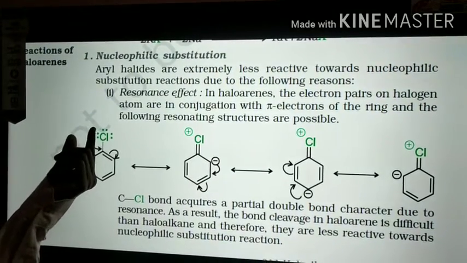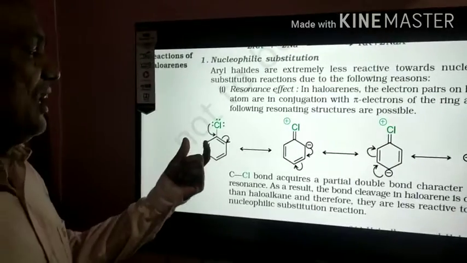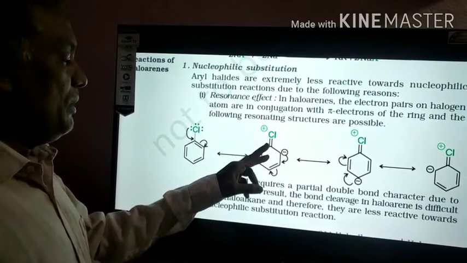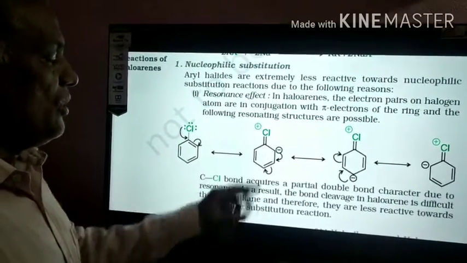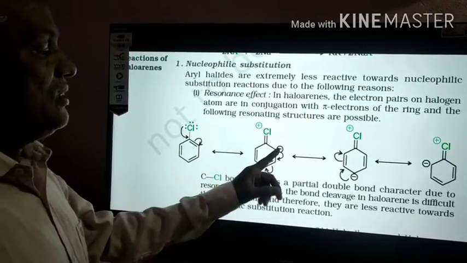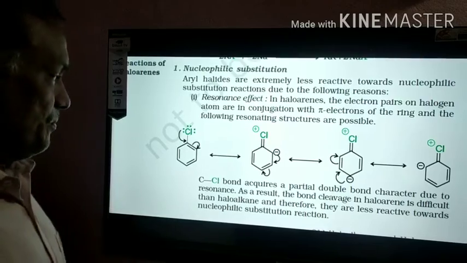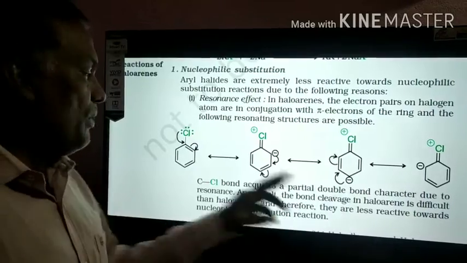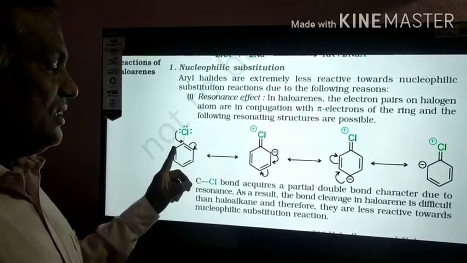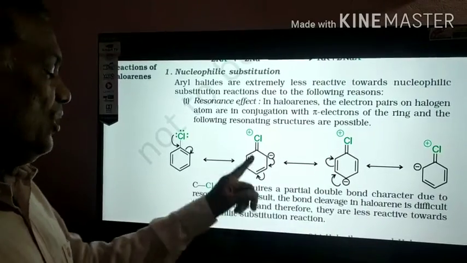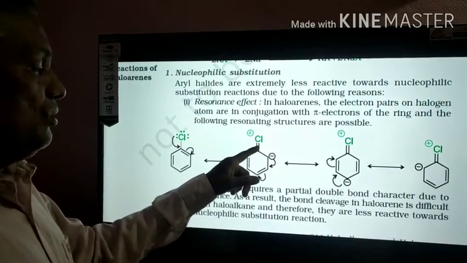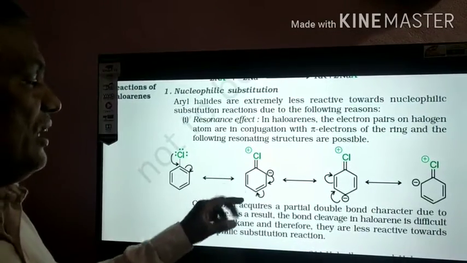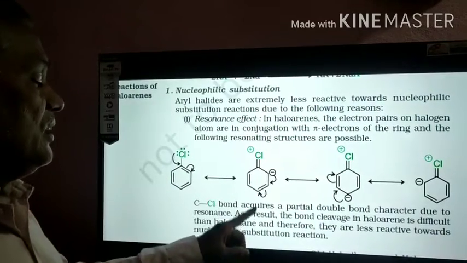That means chlorine acts as a nucleophile. So what will happen? The bonding electrons will be supplied from the chlorine to the benzene ring. So that's why a double bond will form between the carbon atom and the chlorine atom. Wherever the reactions take place, we will see the negative charge. That means the carbon-chlorine bond acquires a partial double bond character due to resonance. As a result, bond cleavage in haloarenes is very difficult, so removing the chlorine atom is much harder than in haloalkanes. So that's why we can say that haloarenes are less reactive.